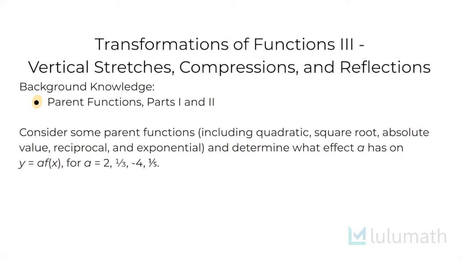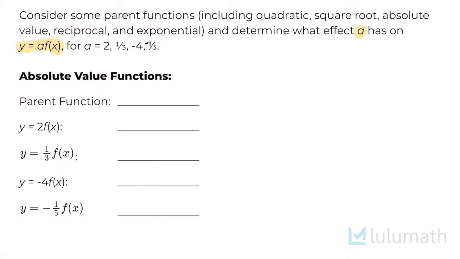So we're going to consider some parent functions, including quadratic, square root, absolute value, reciprocal, and exponential functions. And we're going to determine the effect that a has on y equals a multiplied by f of x for a equals 2, 1/3, -4, and this should say -1/5. So for this video, we're going to start by taking a look at absolute value functions.